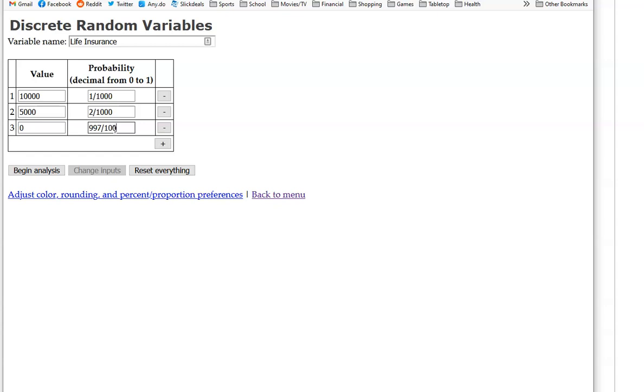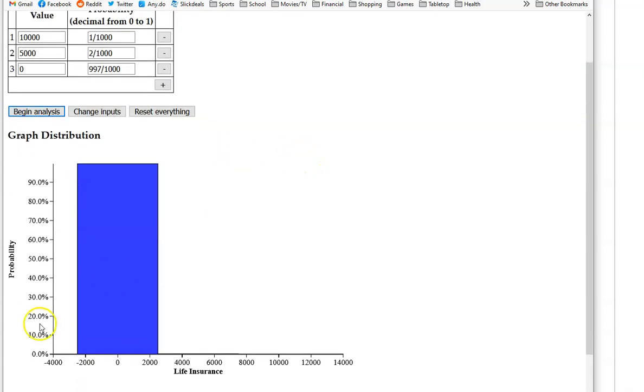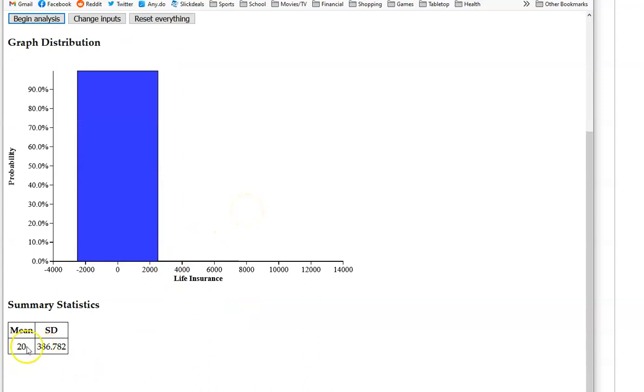That's how life insurance works. Most of the time you're not collecting. Hopefully you're not collecting on it. So we're going to begin analysis. You see most of the time it's 0, and the other ones are so tiny you can't even see them. And here's my mean, $20.